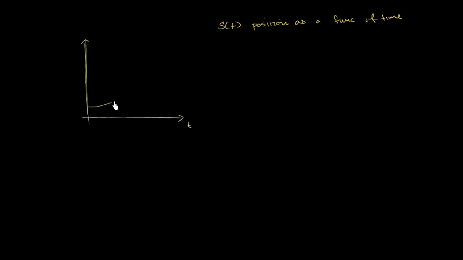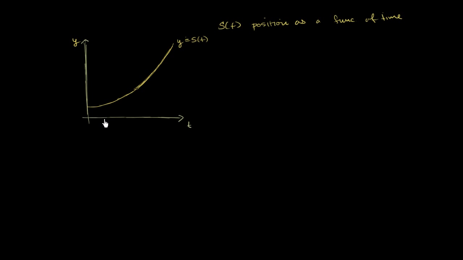I'll draw it kind of parabola looking, although I could have done it general, but just to make things a little bit simpler for me. So if we call this the y-axis, we could even call this y. Y equals s of t is a reasonable way to graph our position as a function of time function.